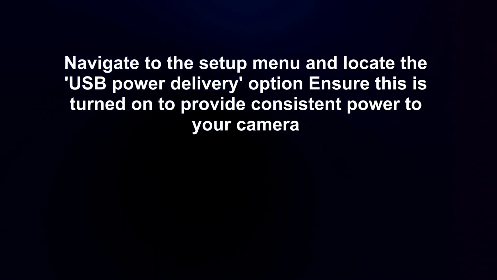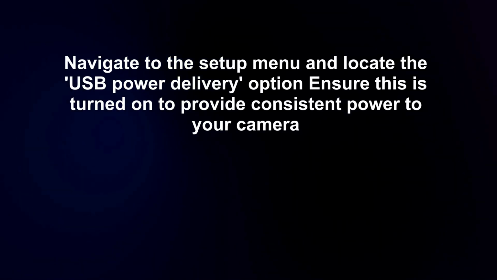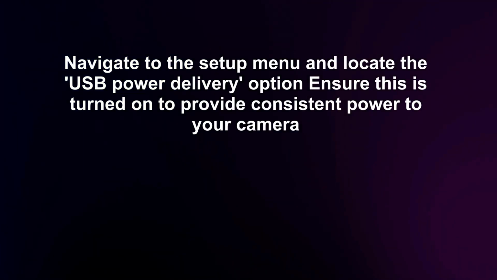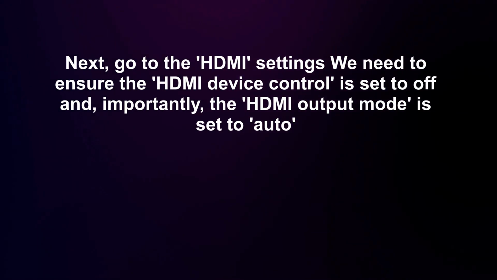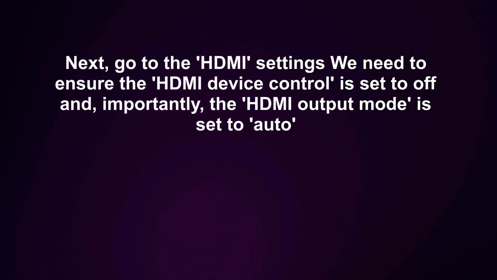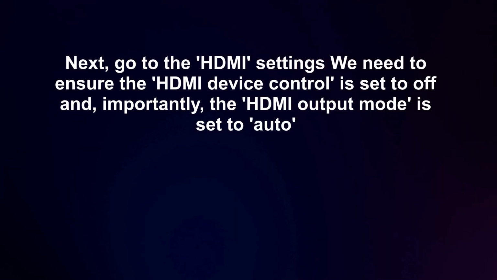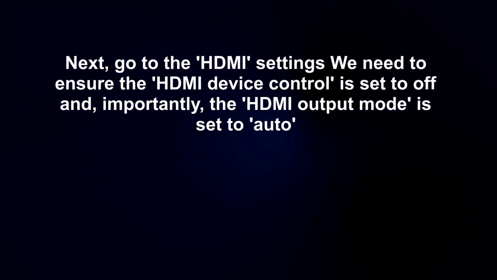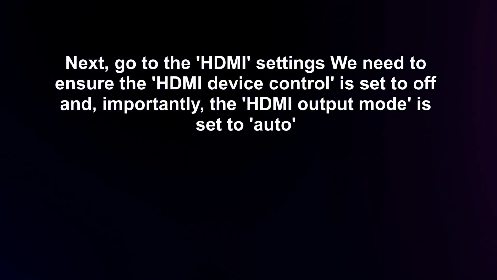Navigate to the Setup menu and locate the USB power delivery option. Ensure this is turned on to provide consistent power to your camera. Next, go to the HDMI settings. We need to ensure the HDMI device control is set to off and, importantly, the HDMI output mode is set to auto.